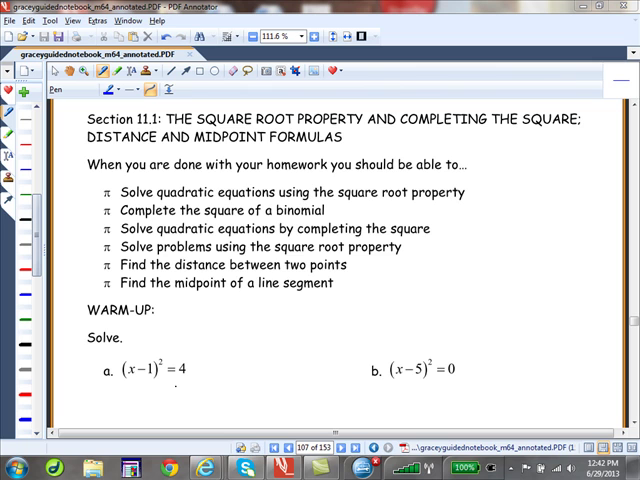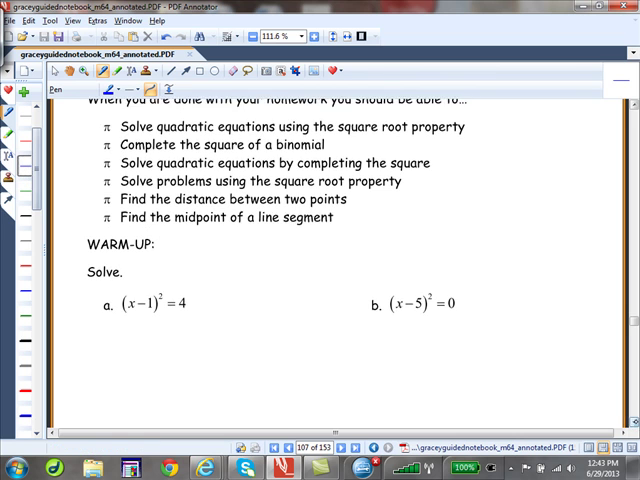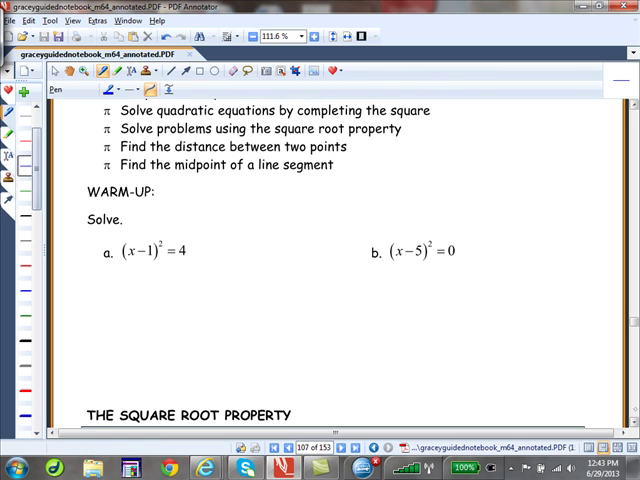Why don't you go ahead and pause the movie, warm up by solving these two problems in the ways that you are used to, and check back and see how you did. Good luck. Okay, let's see how you did. In this first one, it's a little bit tricky, right?